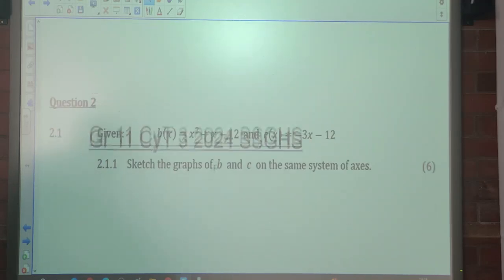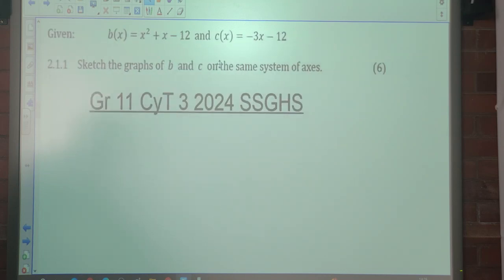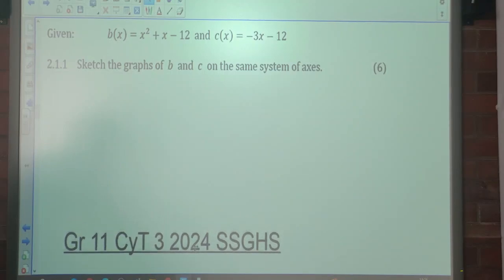Number 2. Here we are given p of x is equal to x squared plus x minus 12 and c of x is equal to negative 3x minus 12. The question says sketch B and C on the same system of axes.